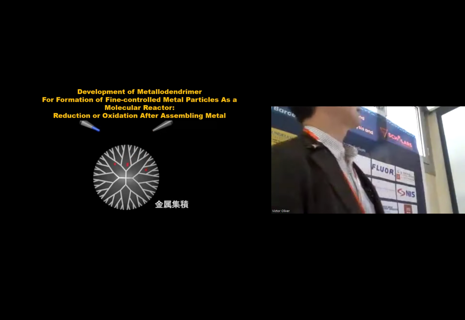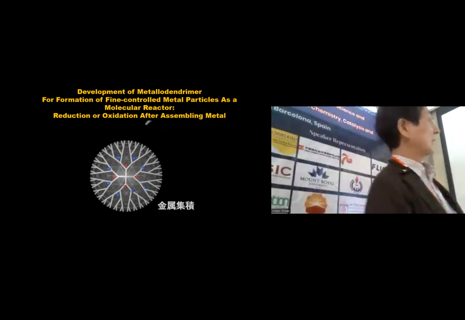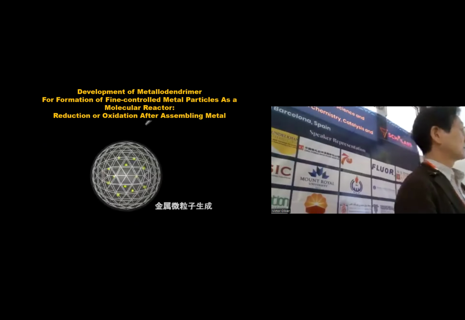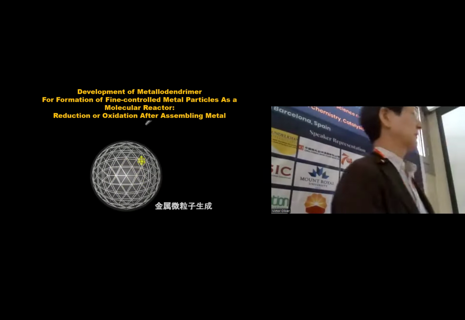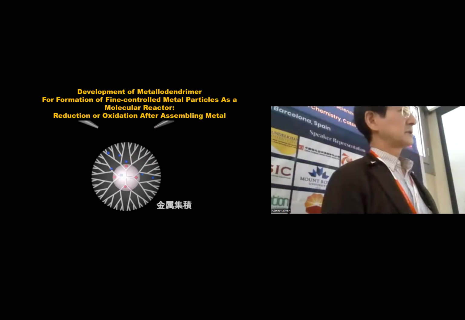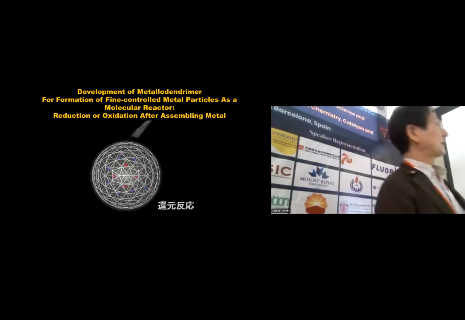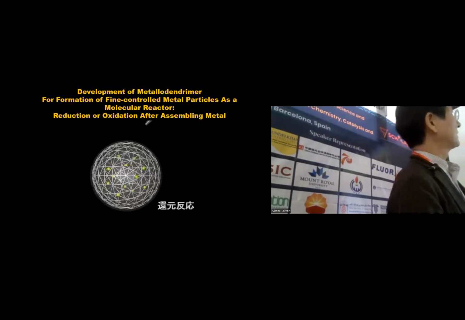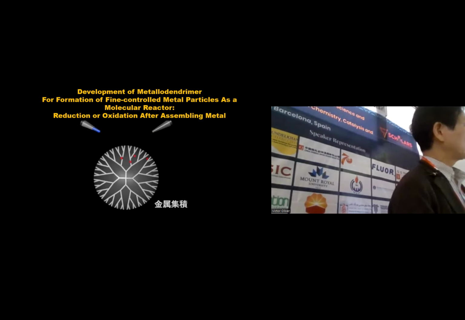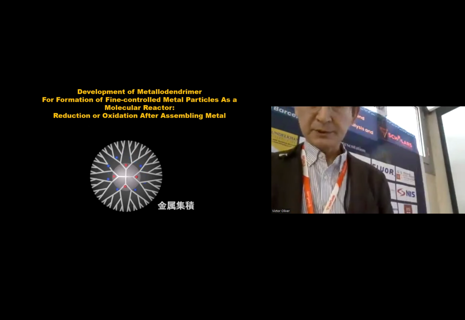Okay, I move on to the synthesis of subnanosized metal particles. We have an excellent molecular reactor: phenylazomethine dendrimers show stepwise radial complexation, so we can control the number of metal salts in the dendrimers. So we developed the synthesis of subnanosized metal particles using the dendrimers. After assembling the metal salt precisely using the dendrimers, reduction or oxidation is carried out. So we can obtain subnanosized metal particles with finely controlled structures.